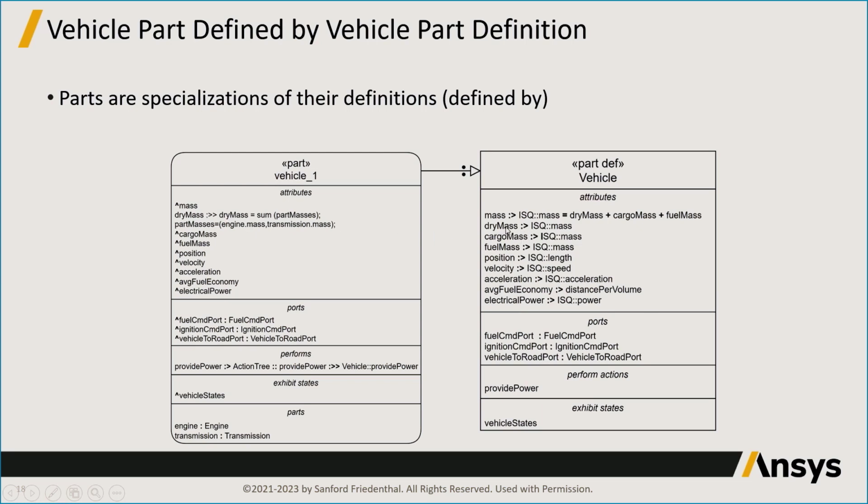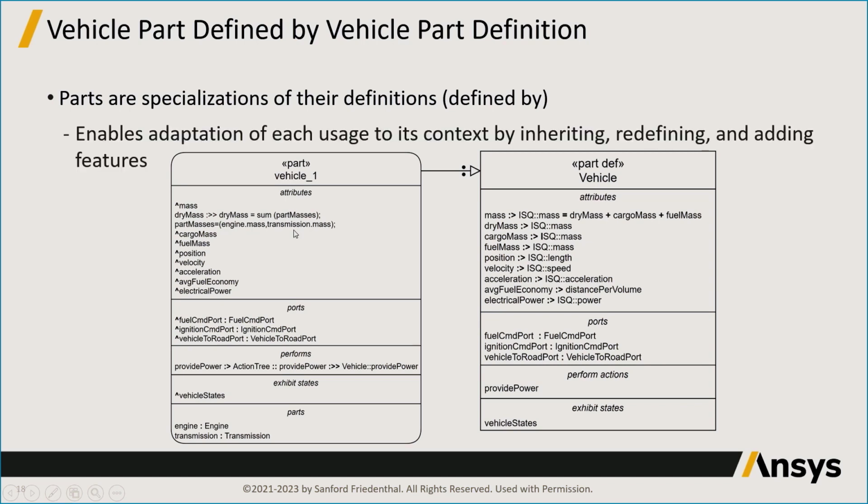So for example, dry mass is a kind of mass in the part def vehicle, but it's equal to the sum of the part masses in vehicle 1. So we've overridden the original dry mass with this, if you will, more specialized dry mass. We can also add parts to this design. So down here you see we've added engine and transmission parts to vehicle 1, whereas the vehicle black box did not include any parts.